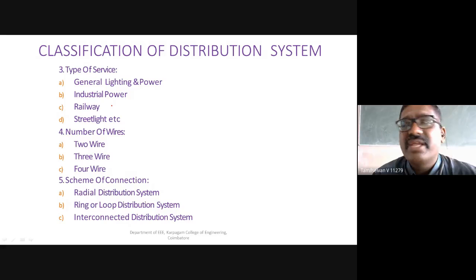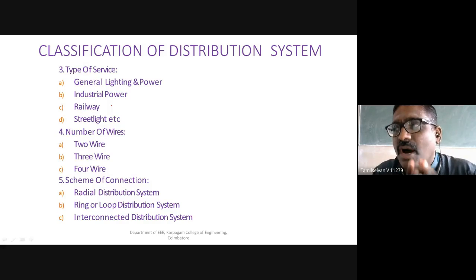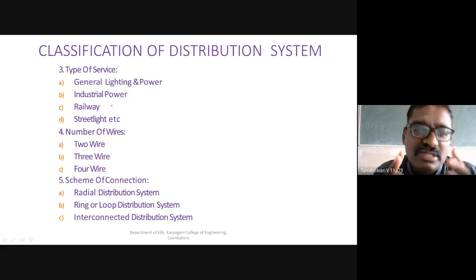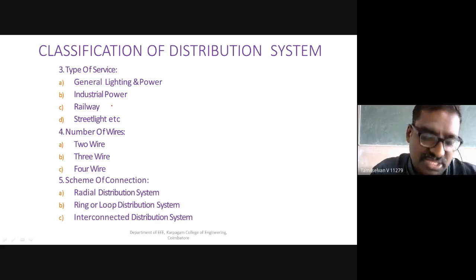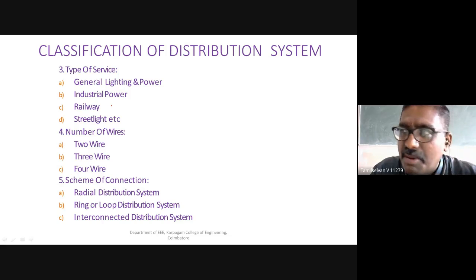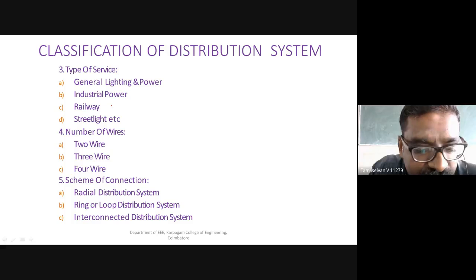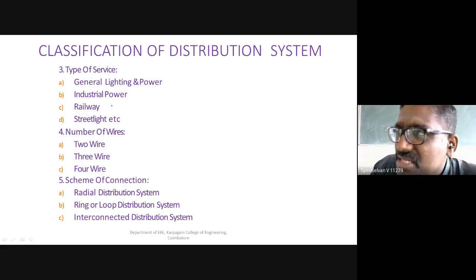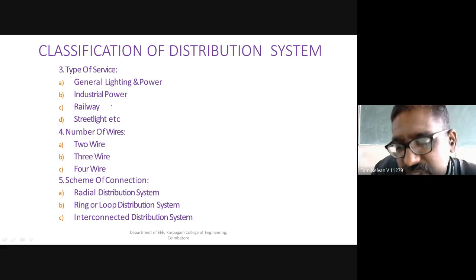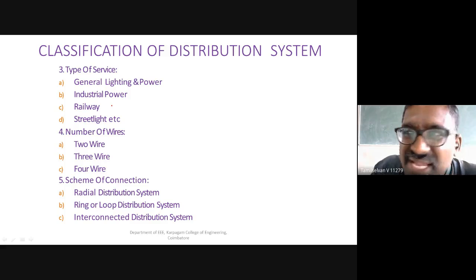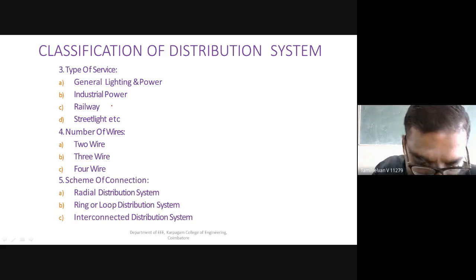Here we can classify the distribution system based on three things. One is the nature of the current. The second is the type of construction; based on the construction we can classify our distribution system. The third is the scheme of connections. Apart from that, we can also classify by type of service and number of wires.